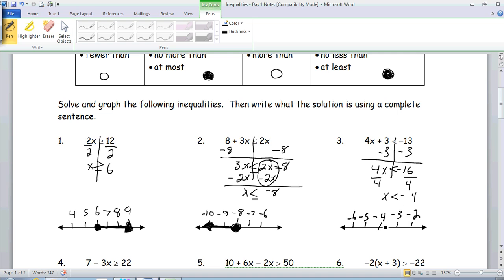Alright, so I do not have the equal sign, so I'm going to put just an open circle, and then I'm going to go in the direction of my inequality. It's pointing to the left, so I'm going to the left, and I'm going to put an arrow. So let's talk about what it means when we have an open circle. That means that -4 cannot be a solution, but everything to the left of it can be. So the circle means it cannot be, but everything in one direction or the other will work.